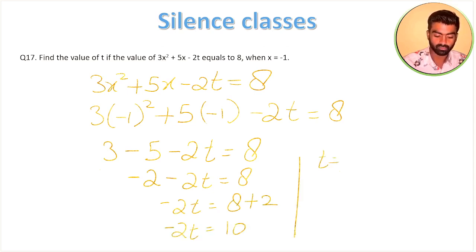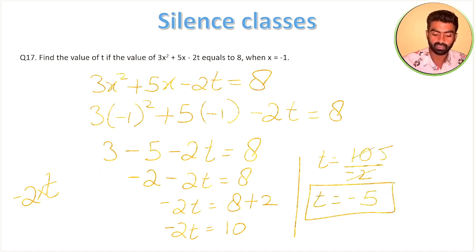Now t is equal to... if I move minus 2 to the right hand side, between minus 2 and t there is no sign, it means the multiplication sign is here. If I move it to the right hand side, it will come in the denominator, meaning 10 upon minus 2. 2 5s are 10, so t is equal to -5. So we got the value of t, that is -5. Now let's move to the next question.